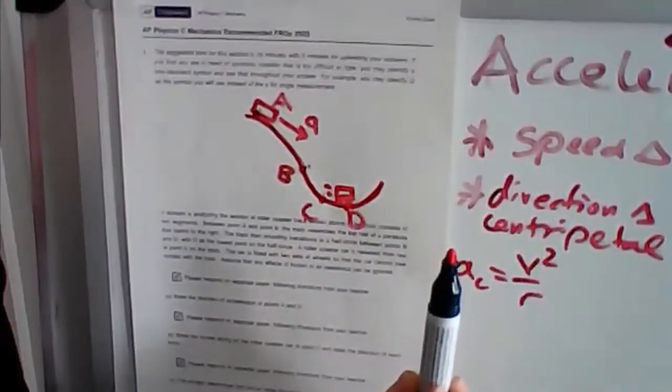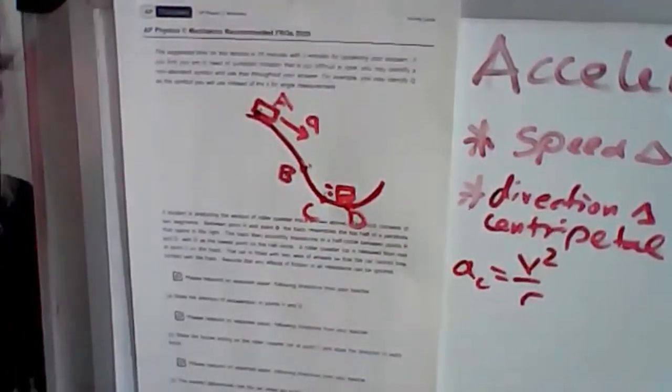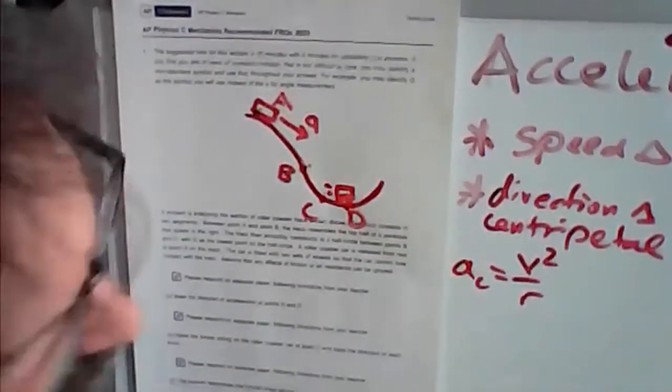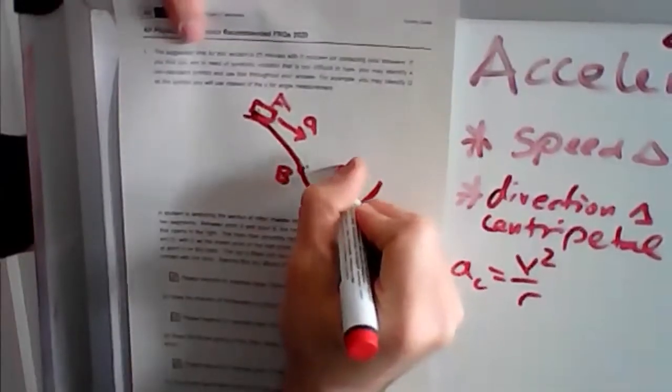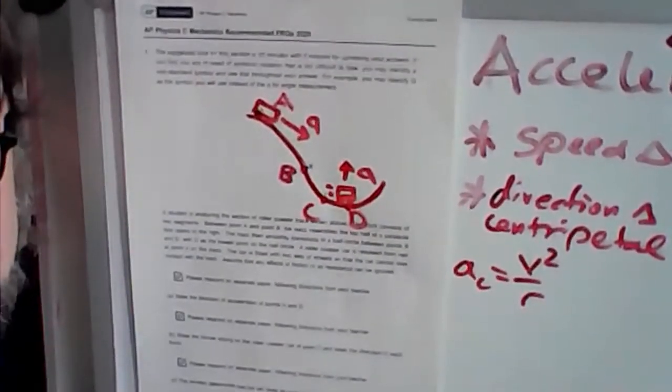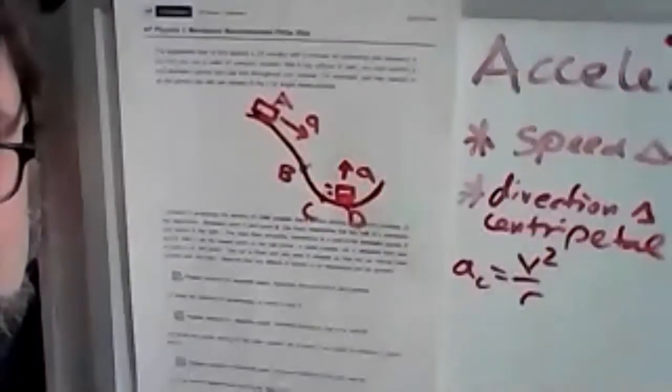So the only acceleration at this point is direction changing. Make sense? Okay. So that means we need to have an acceleration towards what? The center. The center of the motion. So that means at the bottom, the acceleration is here, right? And it's purely centripetal. Make sense?